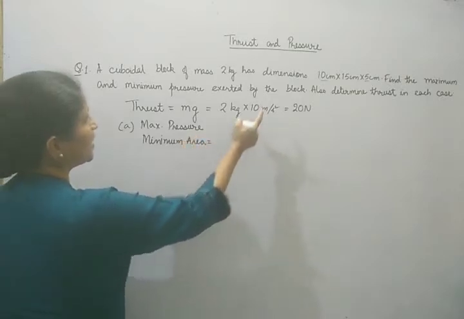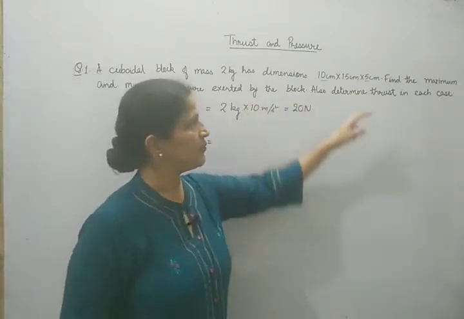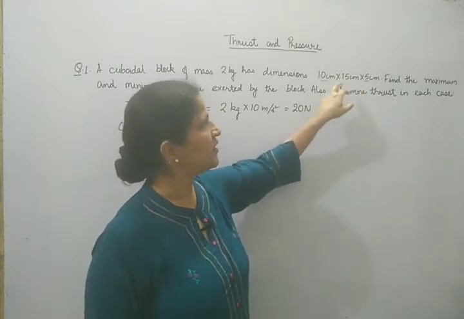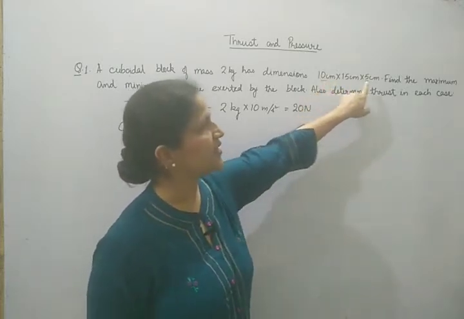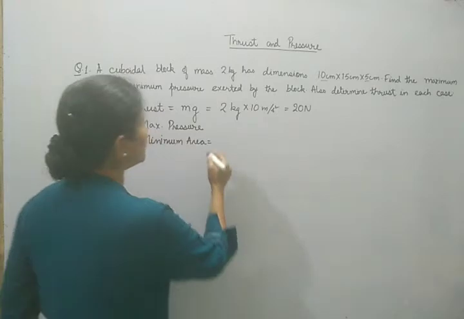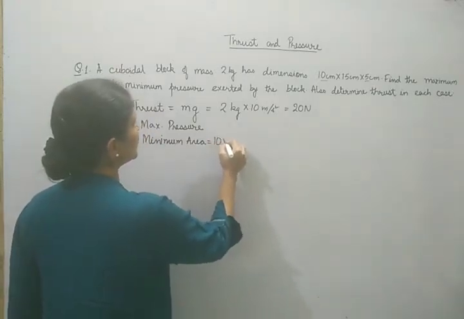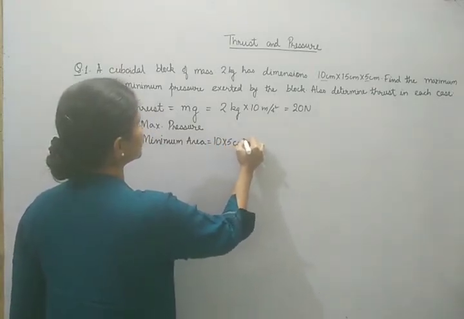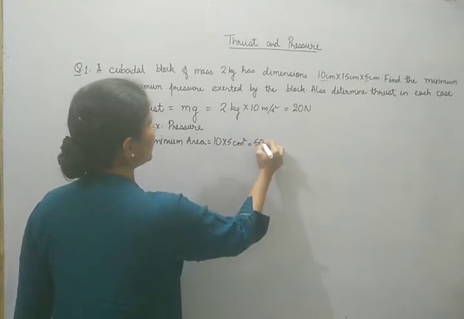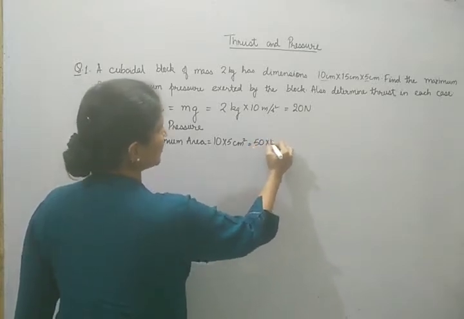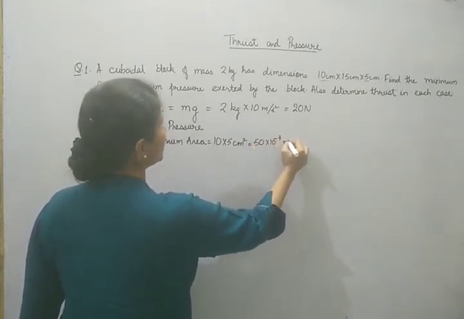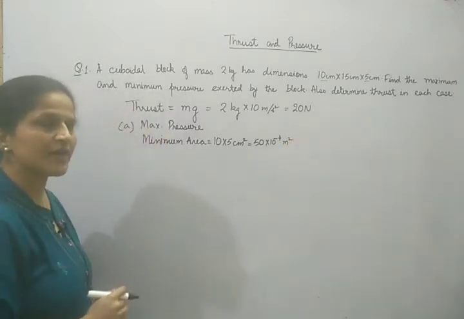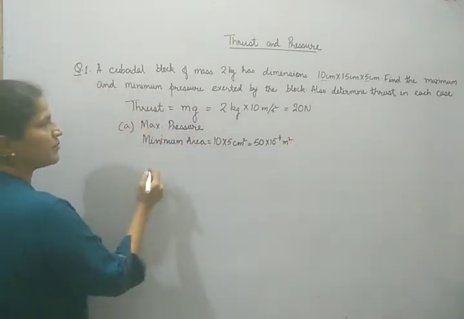And minimum area, according to the dimensions of the block, will be obtained if I take the sides as 10 centimeters and 5 centimeters. So minimum area is going to be 10 multiplied by 5 centimeters square, which is equal to 50. Centimeter square can be converted into meter square by multiplying it with a factor of 10 raised to the power minus 4. So this is the minimum area.